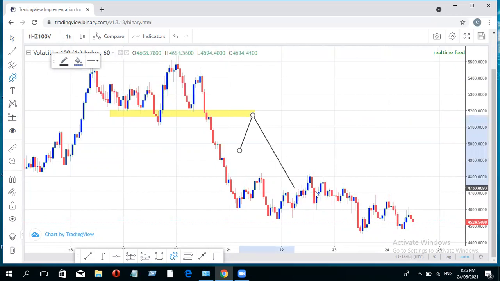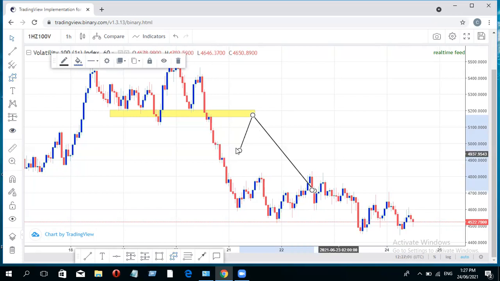This is some kind of consolidation. What you see here, this is a consolidation, and we are not interested in trading that. So we wait for price to retrace and give us that new lower high, and then we take price down because there's a break of structure somewhere around there.